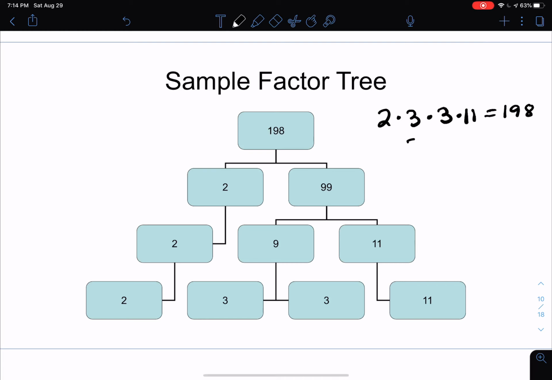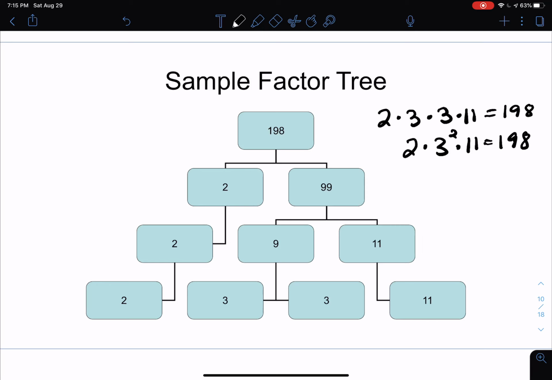You could also write that prime factorization as 2 times 3 squared times 11. That also equals 198. So that is the unique prime factorization for 198. That's the only prime factorization that 198 has, and 198 is the only number that has that prime factorization. Every composite number has one of these.